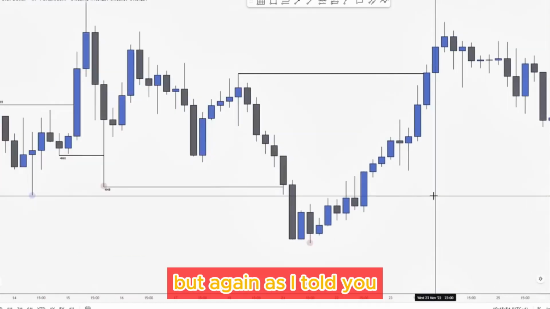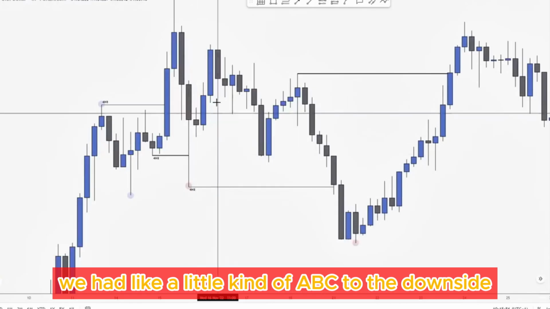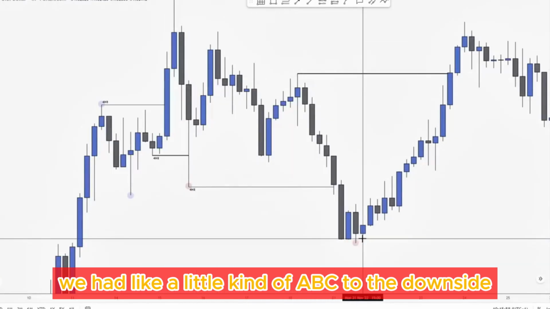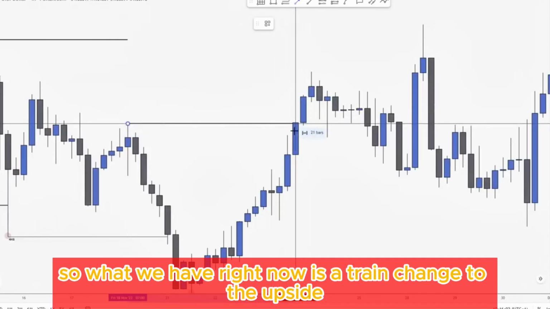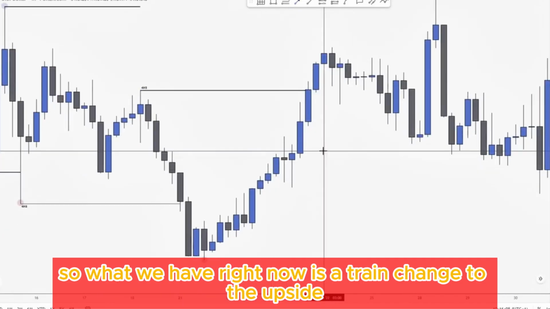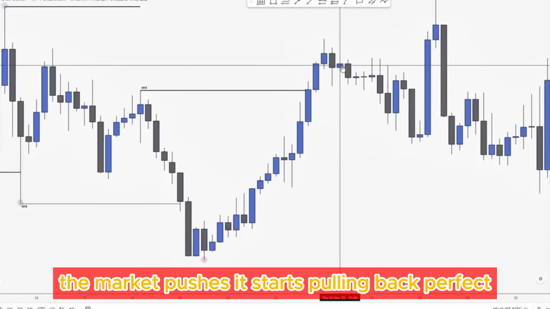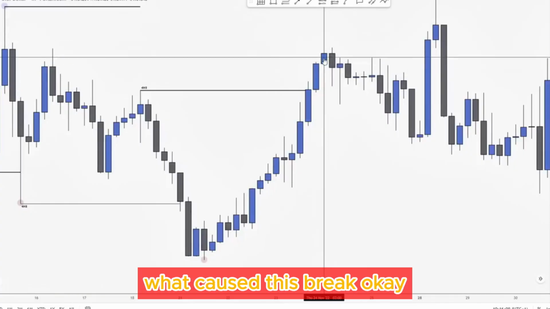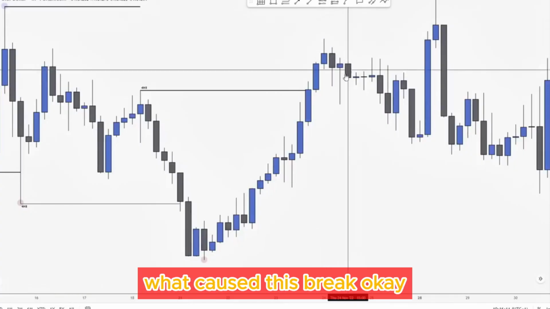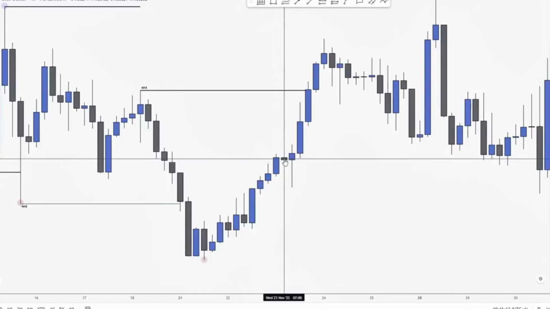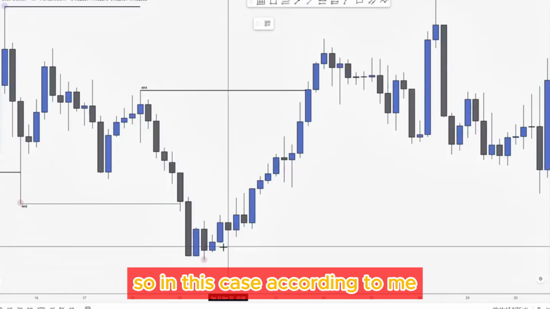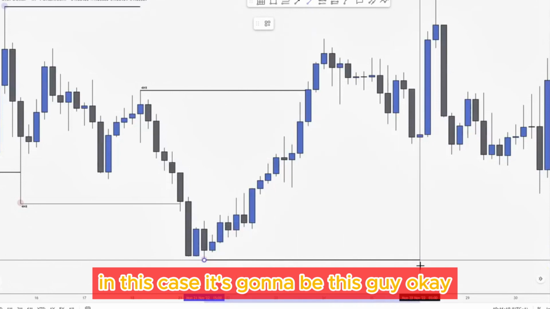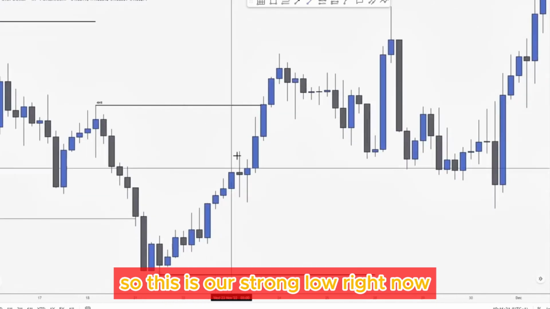But again, as I told you, the market moves in cycles. We had like a little kind of ABC to the downside. And what the market does, it breaks structure up, right? So what we have right now is a trend change to the upside. The market pushes, it starts pulling back. Perfect. What caused this break? Okay, in this case, it's not this. And pretty much, yeah, okay, so in this case, according to me, it's going to be this guy. Okay, so this is our strong low right now.